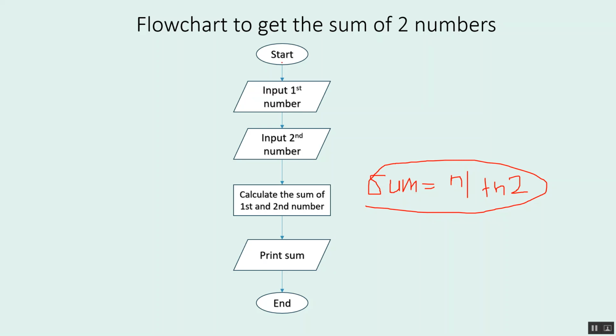Start, get the first number and second number, or n1 and n2, and then calculate the sum of the first and second number, and assign it to sum. After that, we print the sum. So whatever the value of n1 plus n2, it will be assigned to the sum variable. And then we will print sum at the end of the flowchart, and that's where we end the flow of this execution.